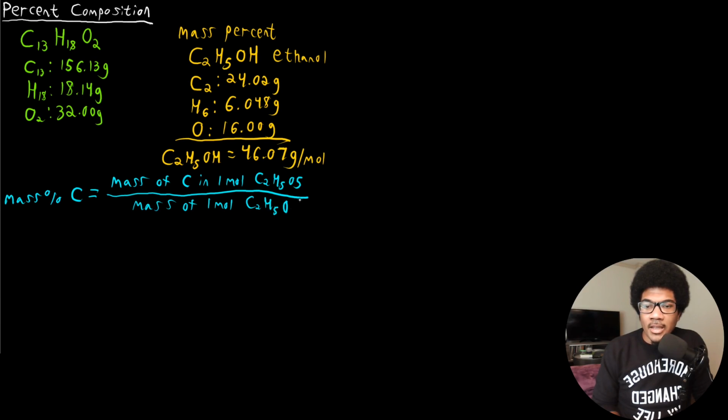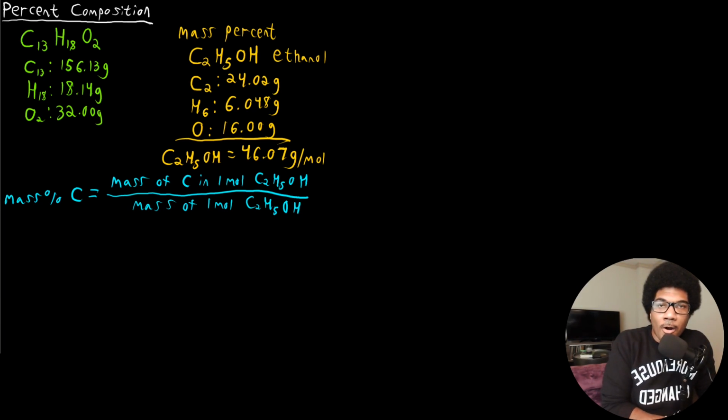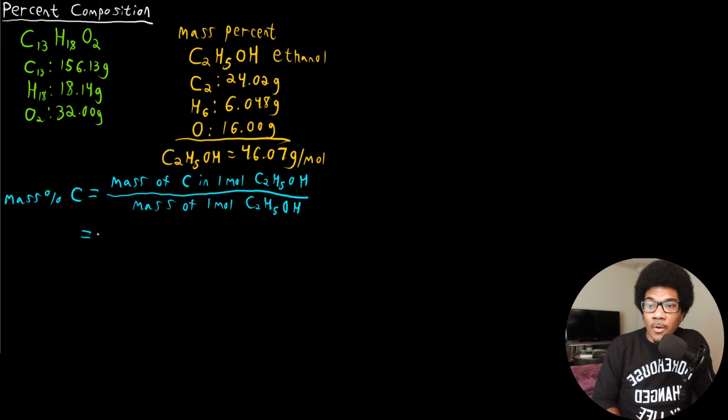So we're taking, oh, that's not meant to be 5 there. That's supposed to be another hydrogen atom. So taking the mass of carbon that's present in 1 mole of this compound over the total mass of this compound for 1 mole. So basically we're going to take this number that we calculated up top.